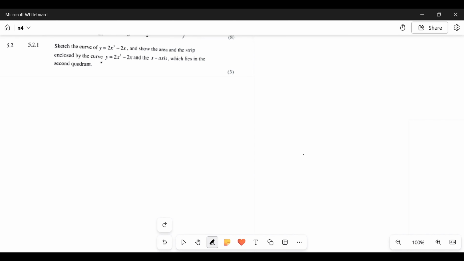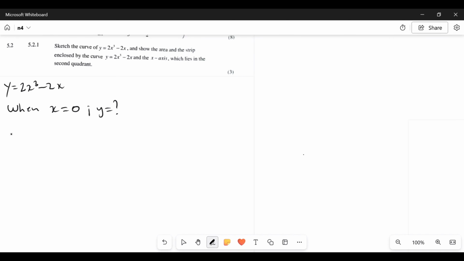Just in case you didn't know, this is actually the cubic graph. So let me rewrite the function there. We have y equals 2x cubed minus 2x. Now I want us to draw this graph. So when you draw this graph, you can start by saying when x is 0, meaning when you substitute 0 where there is x, you must find y.